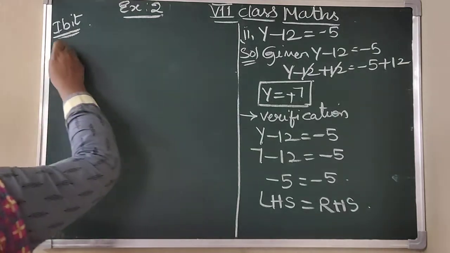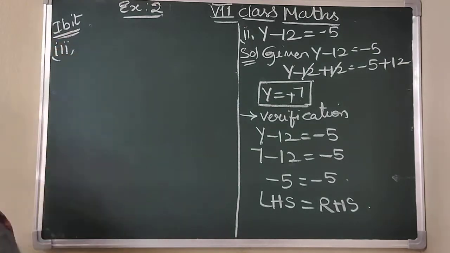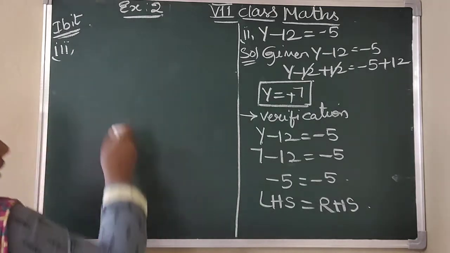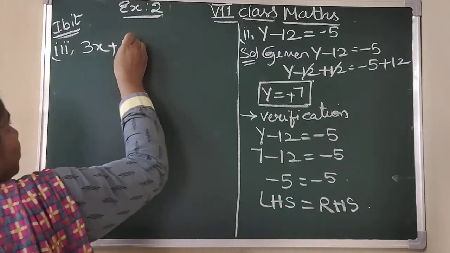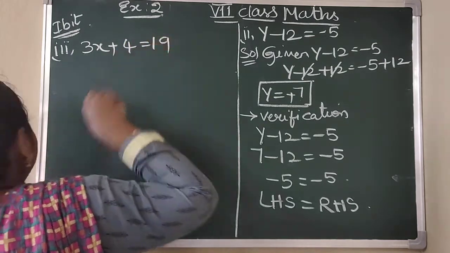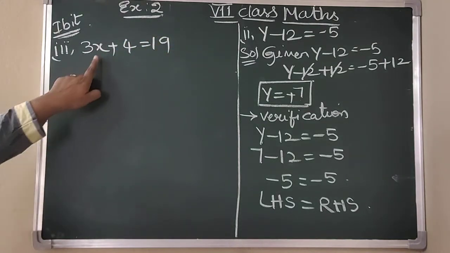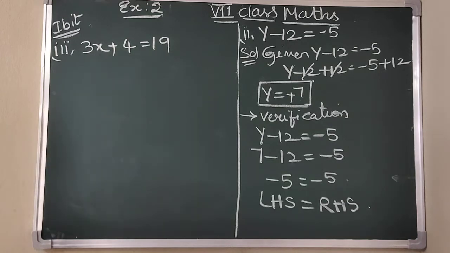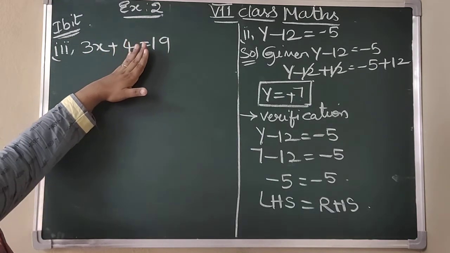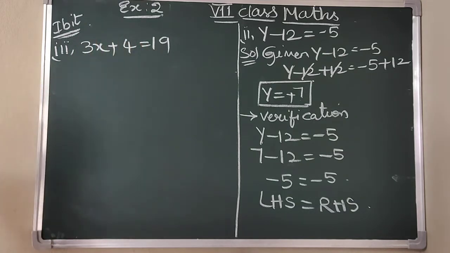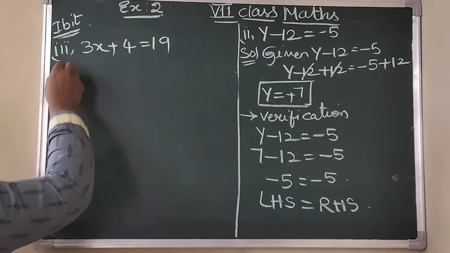So third solution. What is the third question? That is 3x plus 4 is equal to 19. Now with this x, two different numbers are linked, that is 4 and 3. So first we will eliminate 4, after that we will eliminate this 3. How to eliminate that, we will see.